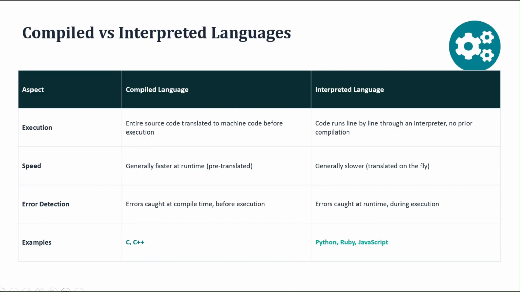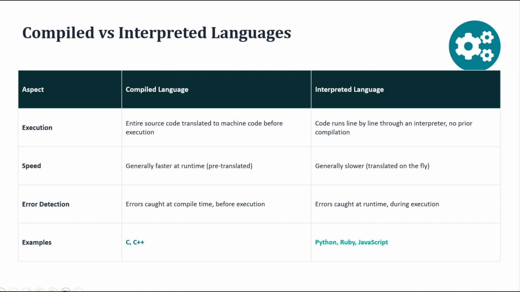Let's do a quick side-by-side comparison. Execution. Compiled translates everything first, then runs. Interpreted runs line by line directly. Speed. Compiled is generally faster since it's already translated. Interpreted is a bit slower because it's translating on the fly. Error detection. Compiled catches errors before running. Interpreted catches them during runtime.